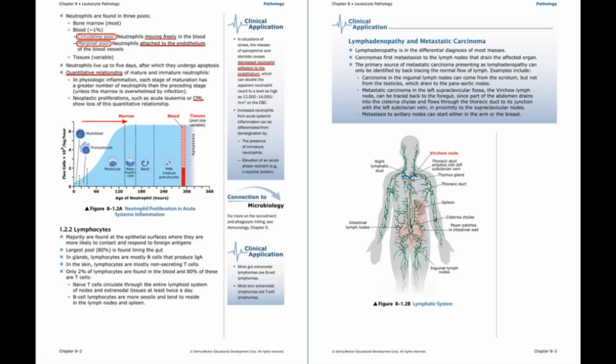And there are lots of acute phase reactants. We're going to talk about them in a bit. But the commonest one we use in everyday medicine is C-reactive protein.